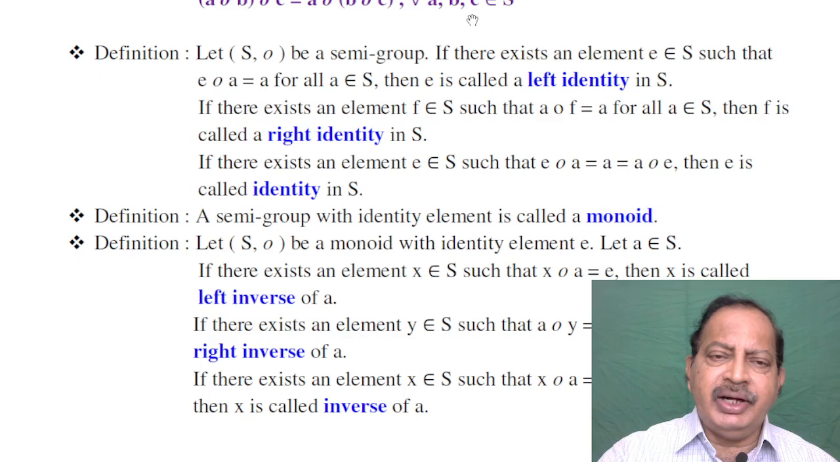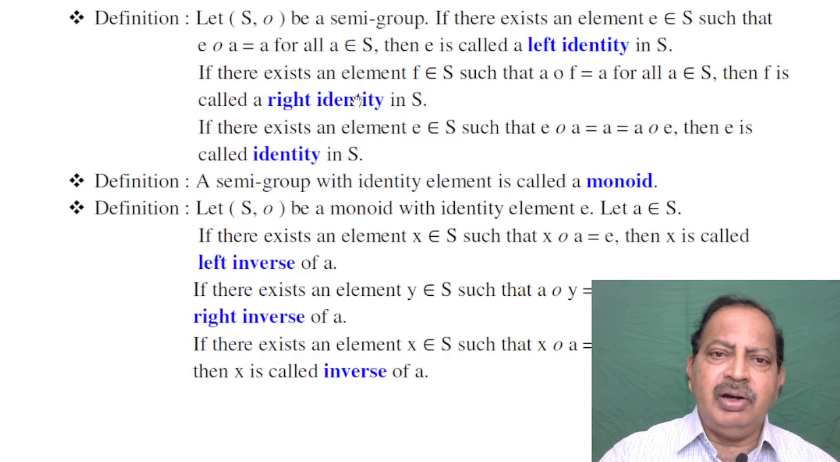What is called left identity and what is called right identity? Let (S, circle) be a semigroup. Here I am directly taking a semigroup. That means S is a non-empty set, circle is a binary operation, and associativity holds good in S. If there exists an element e belonging to S such that e circle a is equal to a for all a belonging to S, then e is called a left identity in S.